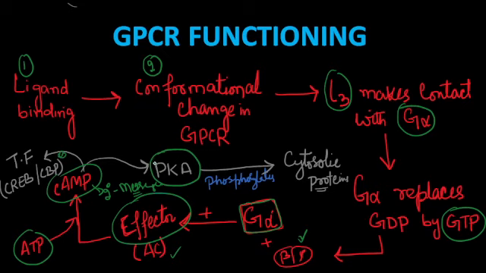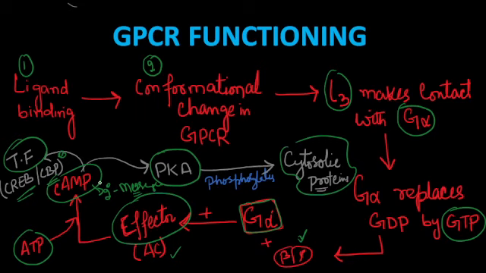This protein kinase A will do two functions. Number one, it will phosphorylate certain cytoplasmic proteins, which in turn will activate other enzymes or proteins so that there is a response. On the other hand, this PKA can directly activate the transcription factors like we have CREB, we have CBP, so that there will be a response. So this is GPCR functioning.